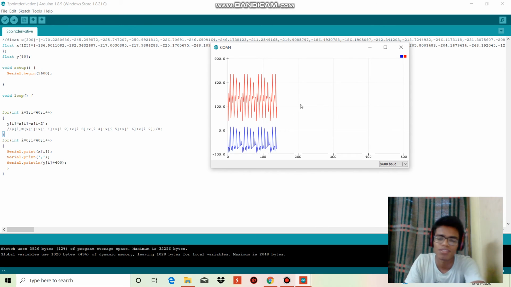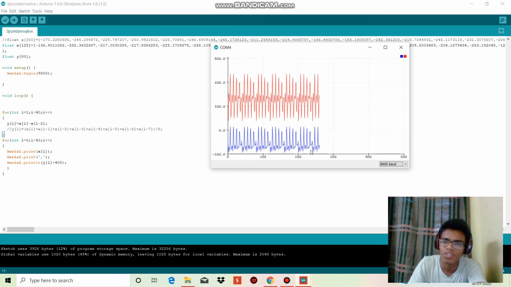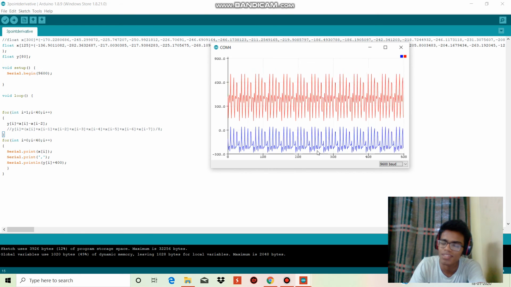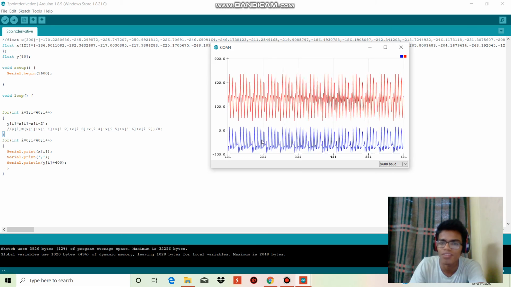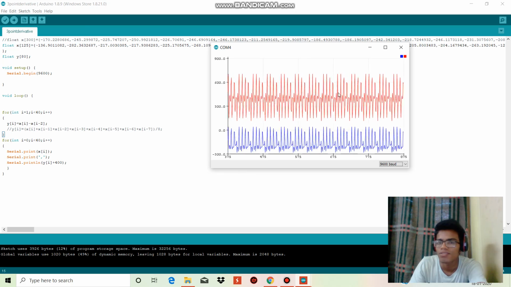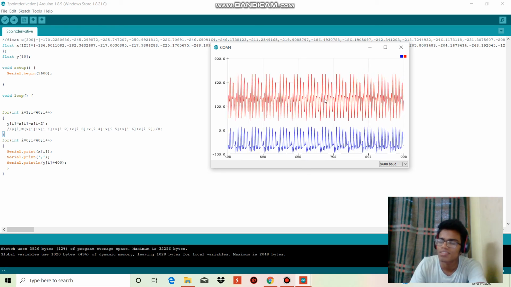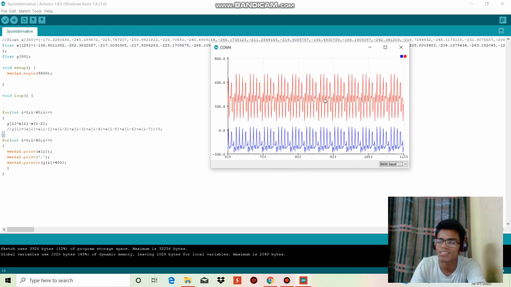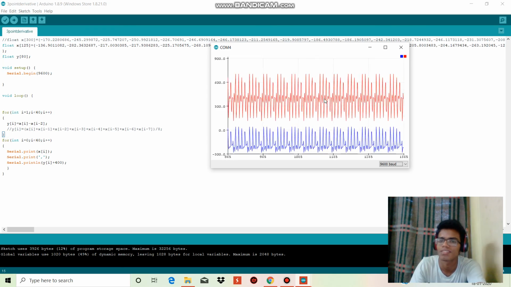See, you can see that this is the input and this is the output. Here the baseline has been removed because it's having low frequency, and all the higher frequency has been emphasized. So it's actually doing a better job of emphasizing the higher frequency than the derivative filter of first order.